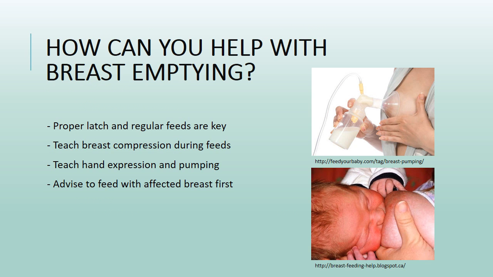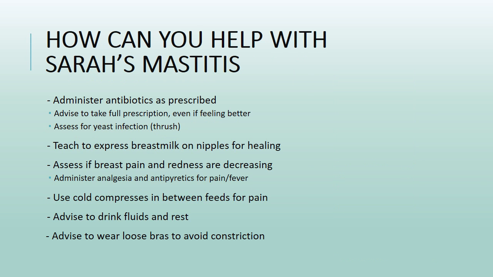You can promote breast emptying by educating about the importance of a proper latch and regular feeds. Teaching breast compression can help the breast empty and increases the milk that Lily gets. Teaching Sarah about hand expression and pumping can also help. Starting breastfeeding on the affected side can help empty the breast, just in case it's too painful for Sarah to carry on breastfeeding on that side. It is important to use the unaffected side as well, though, to prevent bilateral mastitis.